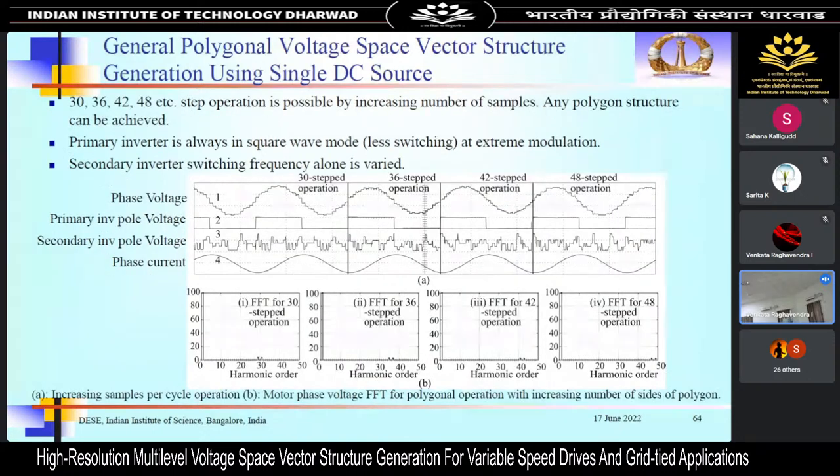Now if you see here, I can get any number of steps: 30 step, 36, 42 step, 48 step also. Any number of them. All the time, the error will be surplus from the other side. So the voltage waveform is there. Fundamentally, it's the same.